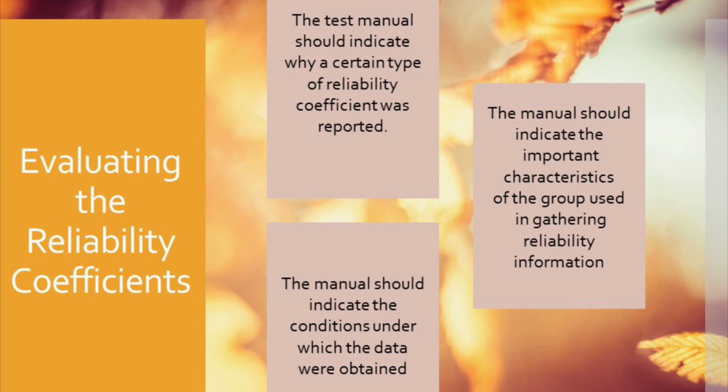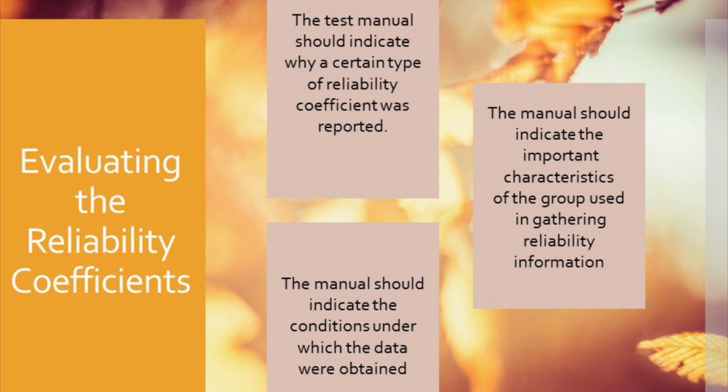The manual should indicate why a certain type of reliability coefficient was reported, and it should also discuss sources of random measurement error that are relevant for the test. The manual should also indicate how reliability studies were conducted. It should indicate the conditions under which the data were obtained, such as the length of time that passed between the administrations of a test in a test-retest reliability study, because in general, reliabilities tend to drop as the time between test administrations increases.